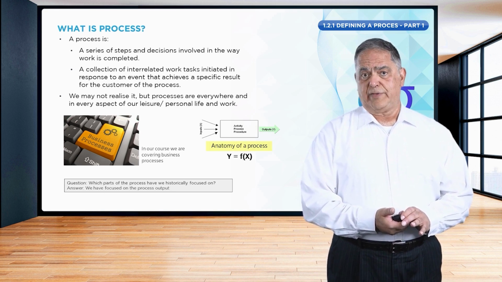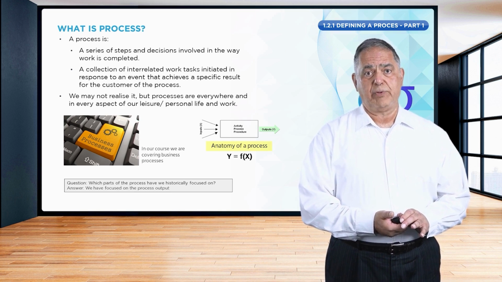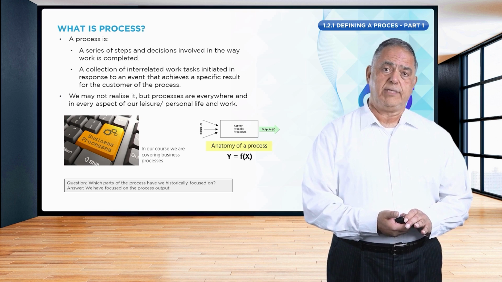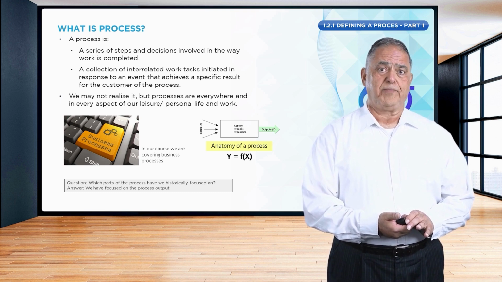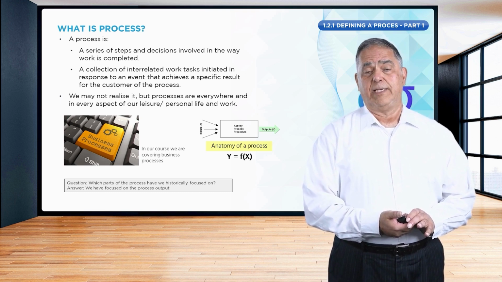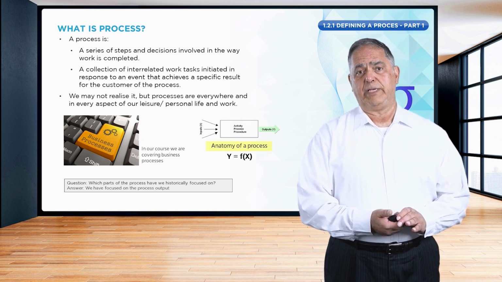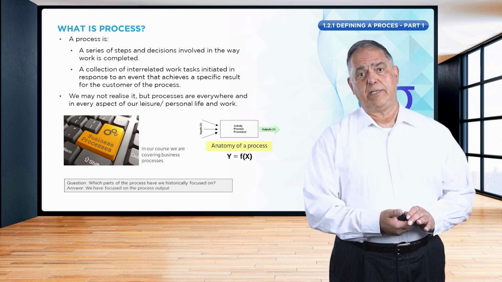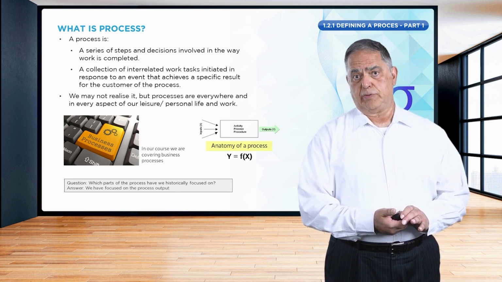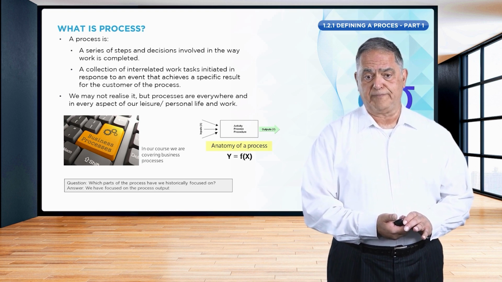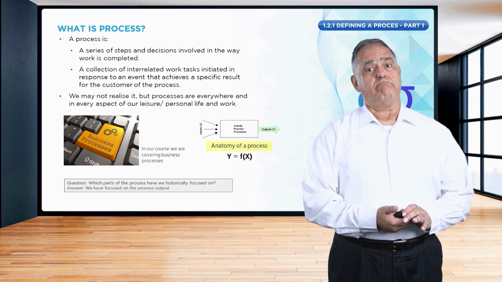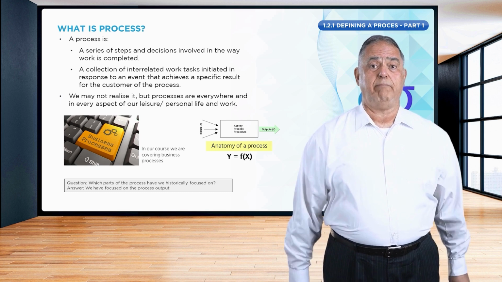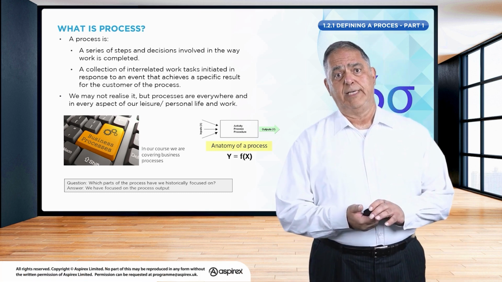We also have covered the topic of the power equation or the transfer equation. Y is a function of X, which means that each process output depends on a process input and a procedure, which we call the function. Now, in our course, we will be primarily dealing with business-related processes.